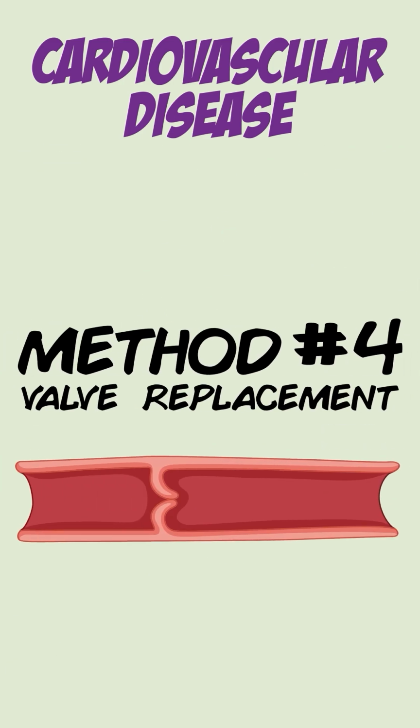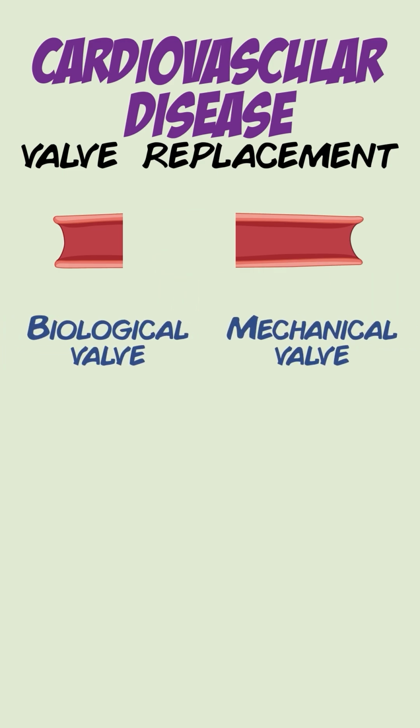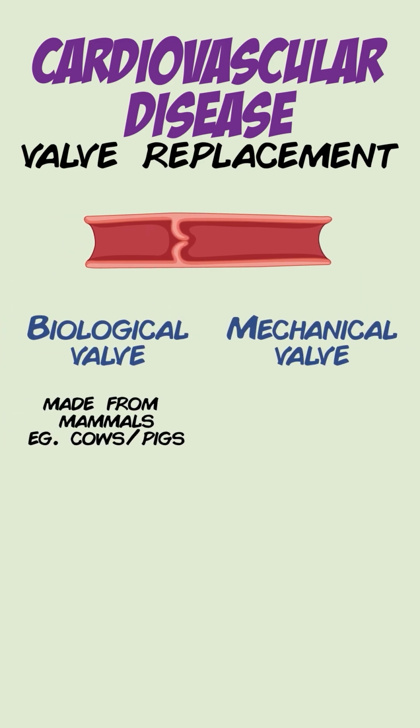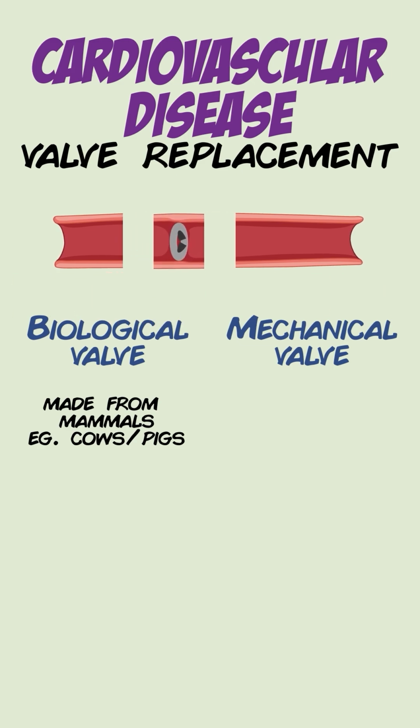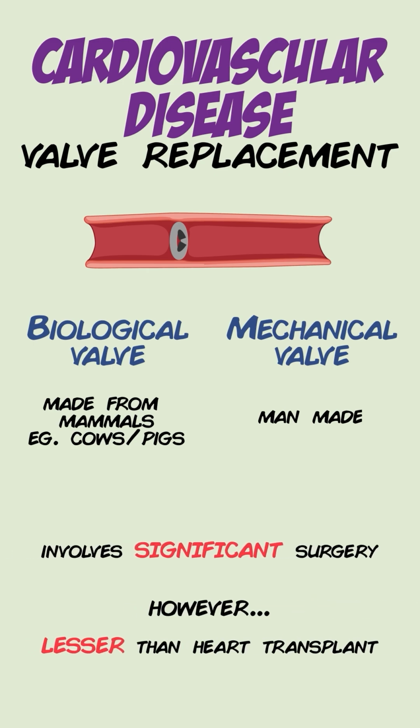Sometimes you could have damaged or faulty valves in your circulatory system, and these can be replaced with biological or mechanical valves. Biological valves are made from other mammals, like cows or pigs, whereas mechanical valves are man-made, so they're much more durable. Replacing valves involves a significant surgical procedure, but less so than a heart transplant.